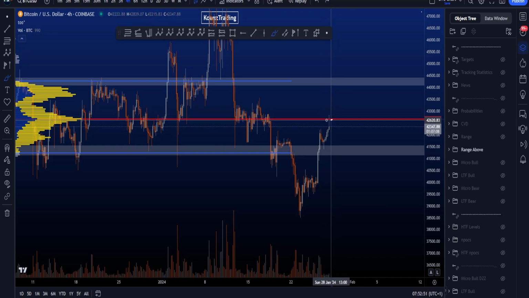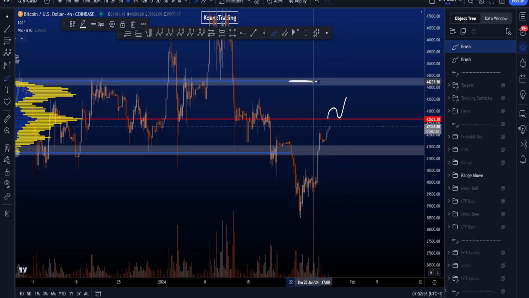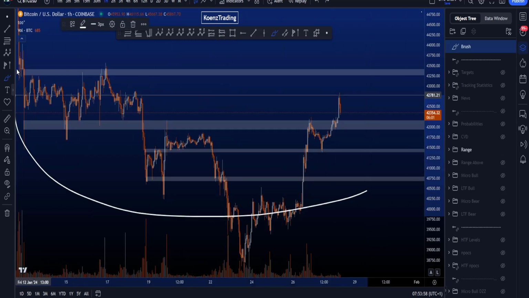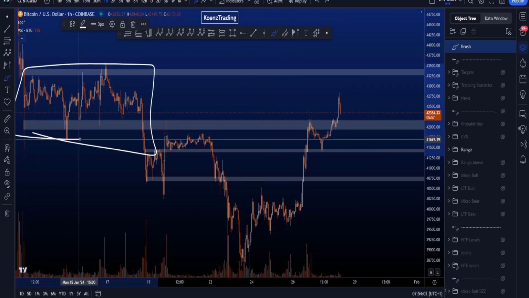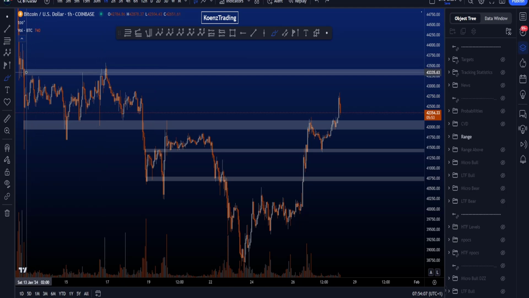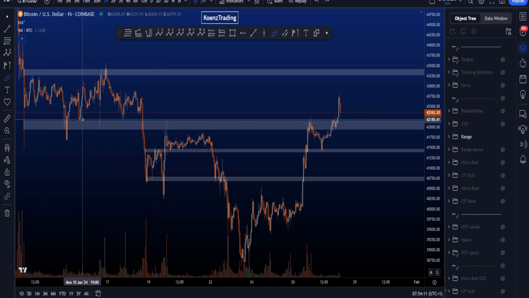Now, if price can move above this point of control and flip it into support, we could be looking for the value area high, which is sitting at 44.2k. I also always like to keep an eye on the support resistance areas inside a range. So when we have a range over here, and usually you see me pull a volume profile as well, I always like to identify the resistance and the supports, as these might be important at a later stage.